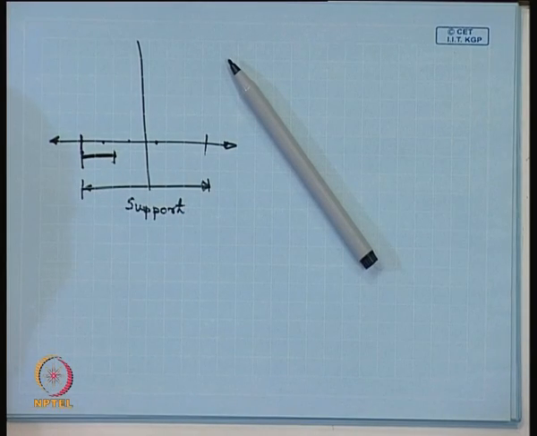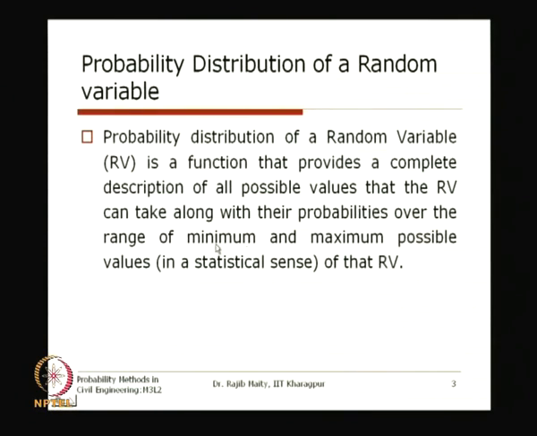Now, another point here is the minimum and maximum possible values. Obviously this is in the statistical sense. What is meant is that if we take a random sample for any random variable, the maximum or minimum of that sample need not be the maximum or minimum of that random variable. It can have some other values. That is what is meant by the statistical sense, and this will be discussed again in detail when we go to some specific distribution.